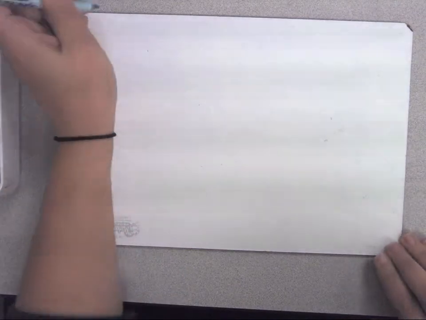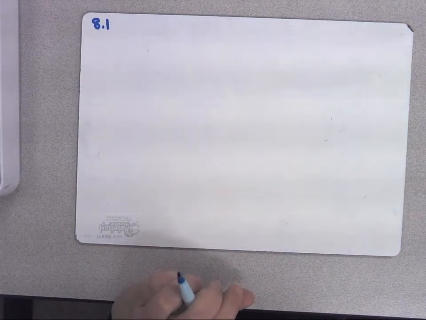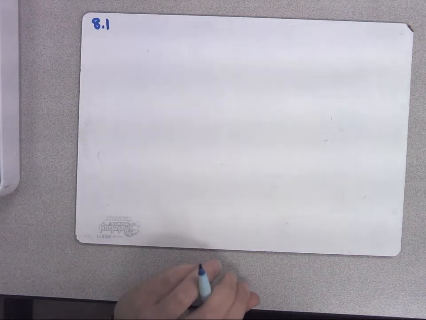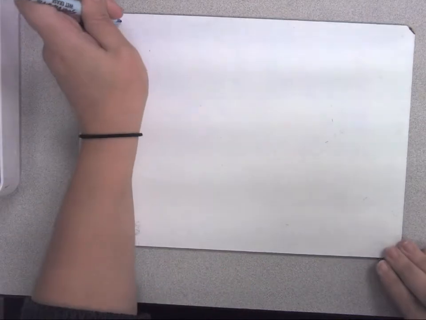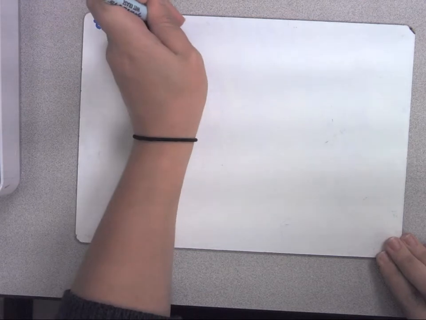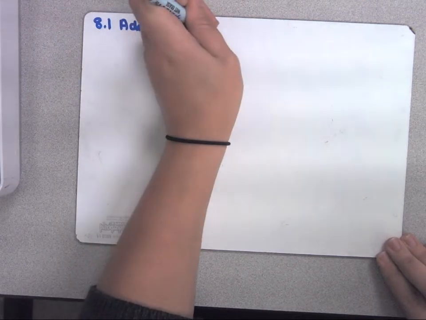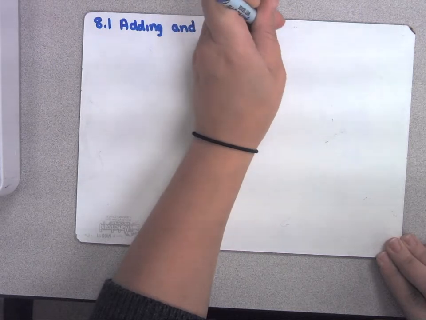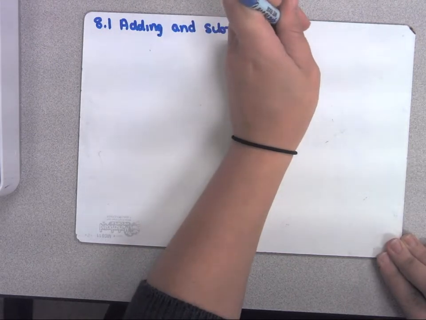Okay. So first, we're going to do 8.1. We're going to do 2 sections today. 8.1. The title is Adding and Subtracting Polynomials.